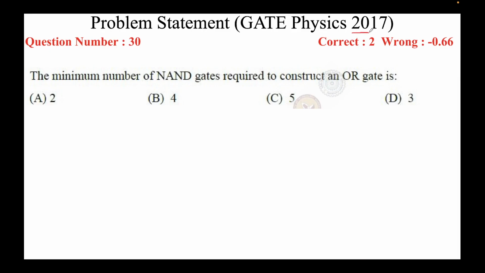The problem statement from Gate Physics 2017 reads as follows. The minimum number of NAND gates required to construct an OR gate is. This is a multiple choice question with only one correct answer, and we need to find the correct one.